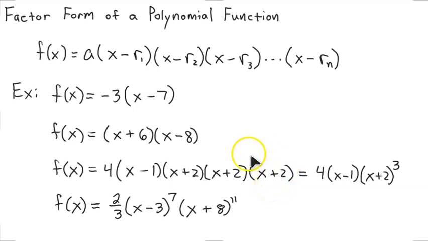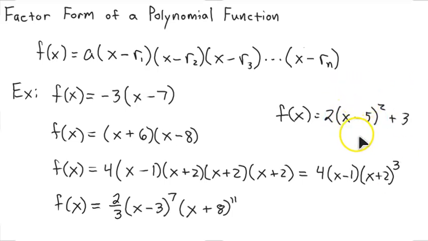But what we typically do is we group together all the ones that are identical, and we put an exponent on it. So this is still factored form. We have 4 times x minus 1 times x plus 2 cubed, which might remind you of vertex form. So remember vertex form of a quadratic, we might have f of x equals 2 times x minus 5 squared plus 3. Okay, this is basically factored form.